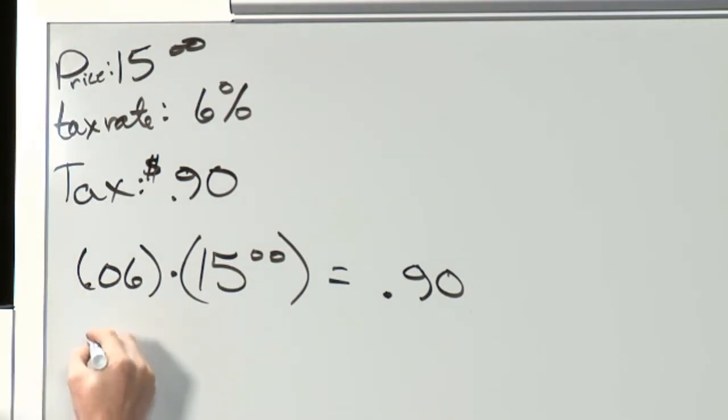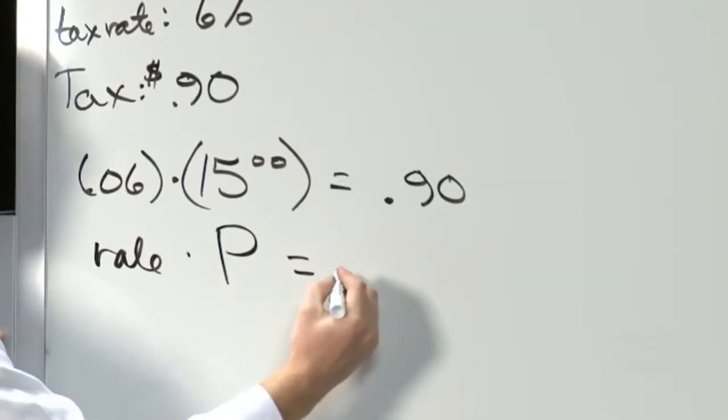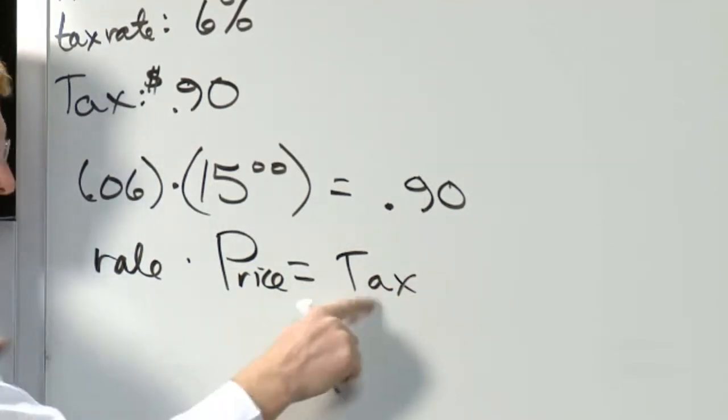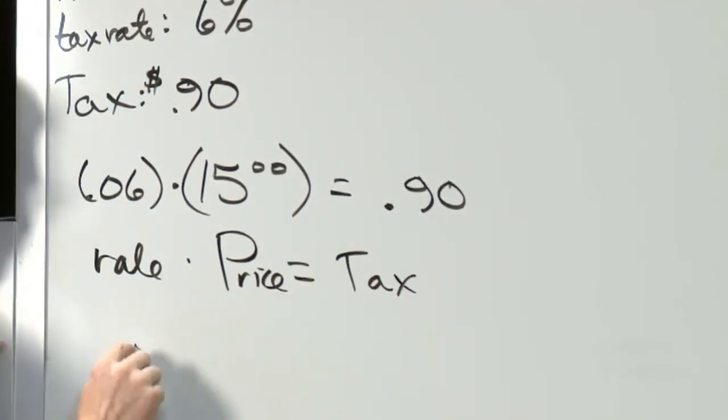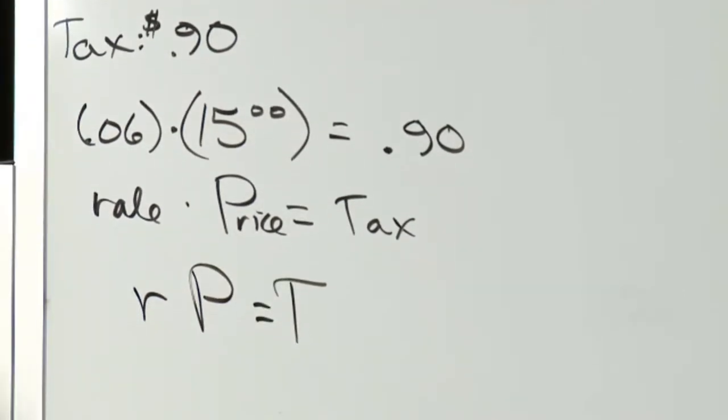You took the tax rate times the original price, and that equaled the actual sales tax that occurred. You just made up your formula. Rate times price will always give you the tax.